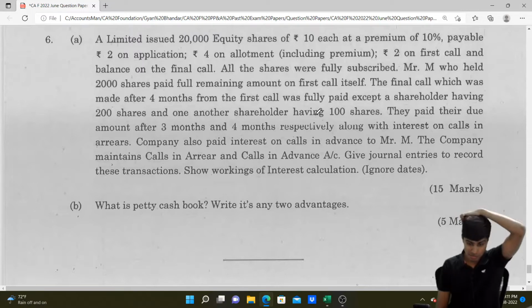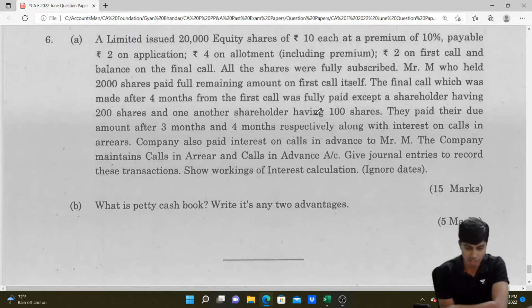Everyone paid except a shareholder of 200 shares and one another shareholder having 100 shares. So one shareholder having 200 shares and one more shareholder having 100 shares didn't pay. Very good. They paid their due after 3 months and 4 months respectively. So there is calls in arrears on the final call, calls in advance on first call. Calls in advance on first call is for 2000 shares, for 4 months, interest at 12%. Calls in arrears is for 200 shares and 100 shares. 200 shares money is outstanding for 3 months, 100 shares money is outstanding for 4 months.